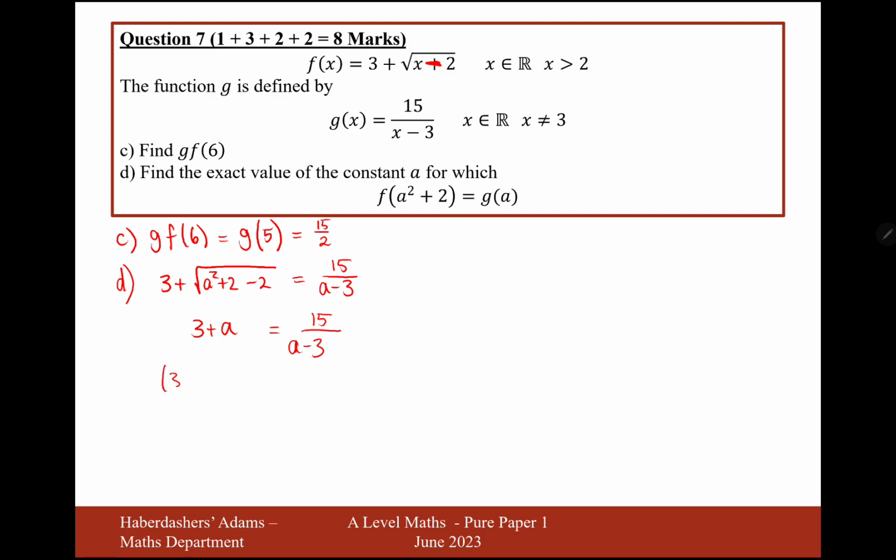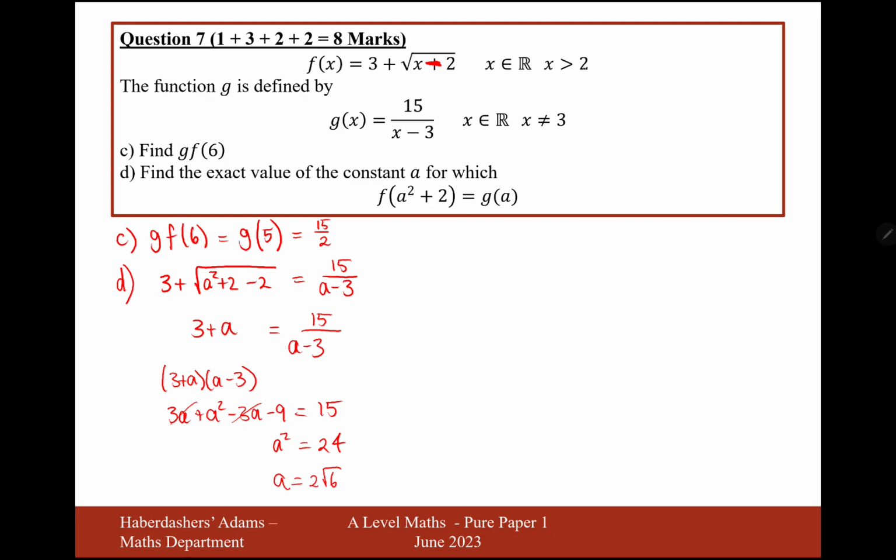We're going to multiply the denominator onto the other side. Expand the brackets. 3a plus a squared minus 3a minus 9 equals 15. We'll see that a 3a and an a cancel each other out. Move the 9 onto the other side and you get a squared equals 24. So therefore a is square root of 24, which is 2 root 6, plus or minus 2 root 6.